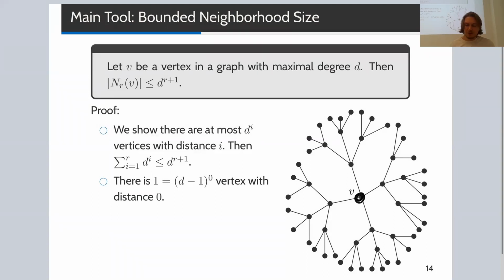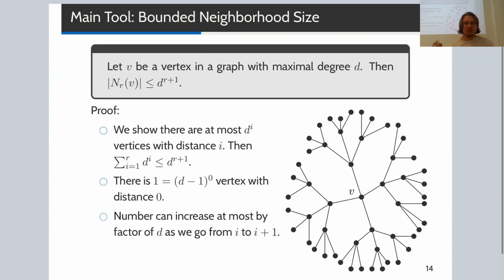And then if you go outwards, it can only grow by a factor d, because every vertex with distance i plus 1 needs to be a neighbor of a vertex with distance i. And every vertex with distance i has at most d outgoing edges. So these neighborhoods can only grow by a factor of d in each iteration. And this shows that there are at most d to the i vertices with distance i. And it also shows this bound on the size of the neighborhood in bounded degree graphs.